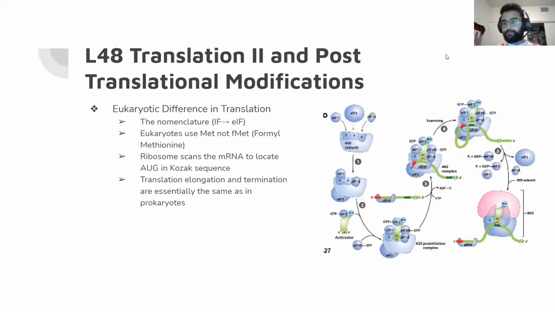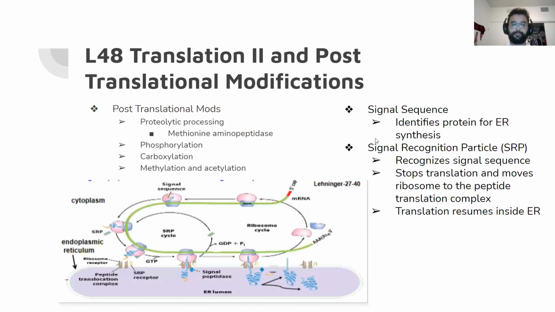So we talked mostly about the translation of prokaryotes. There are some variations for eukaryotes, so the nomenclature is different. We usually put a lowercase e to represent eukaryotes. Eukaryotes don't use formylmethionine, we use just methionine. Our ribosomes scan the mRNA to look for the start codon in a Kozak sequence, not our Shine-Dalgarno sequence. And the translation, elongation, and termination are practically the same as in prokaryotes.